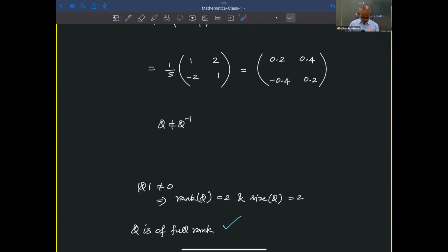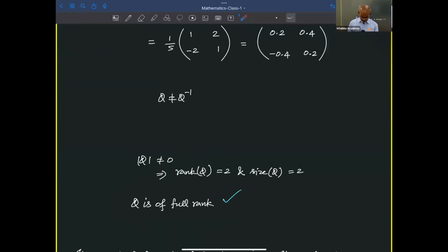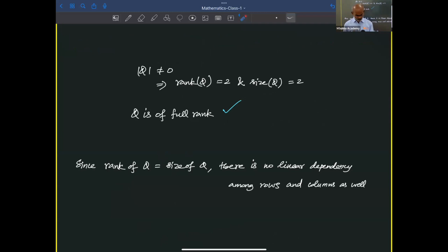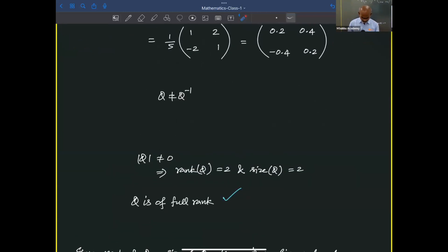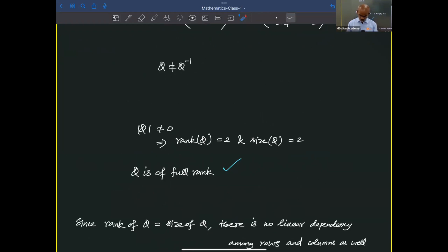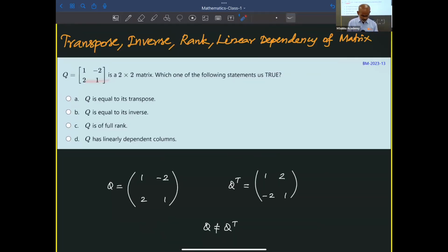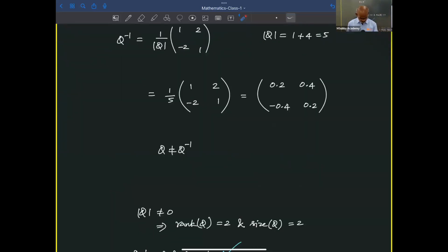So what about these other statements? Q is equal to its transpose: wrong. Equal to inverse: wrong. Of full rank: full rank means the determinant should not be 0. Here the determinant is not 0, we checked that. So both rows are essential; no row or column is coming as full 0.